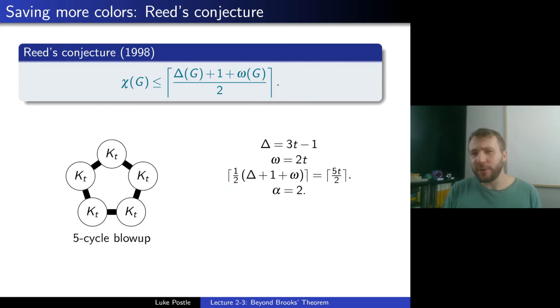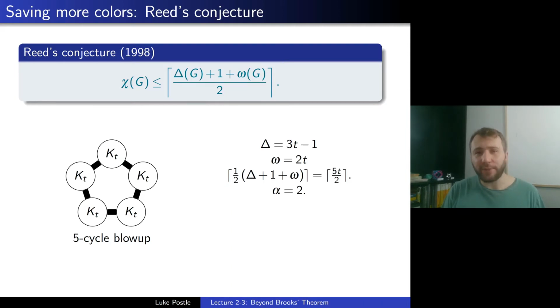And here's how it goes. We take a 5-cycle blow-up. I had alluded before with the Borodin-Kostochka to this example where you take a 5-cycle and blow up each vertex to a K3, a triangle. But more generally, this provides a somewhat tight example for Reed's. Here's how it goes. We blow up each vertex of a 5-cycle to a more general clique, a K_t. And how does that work?